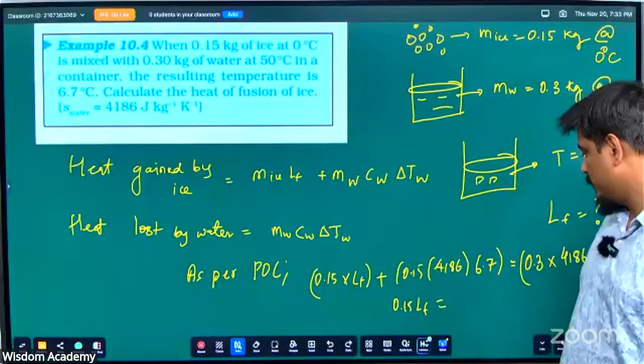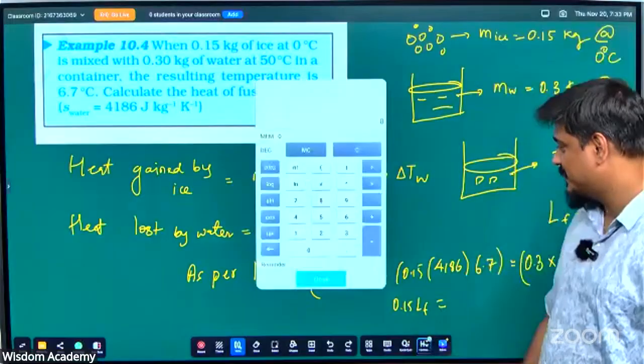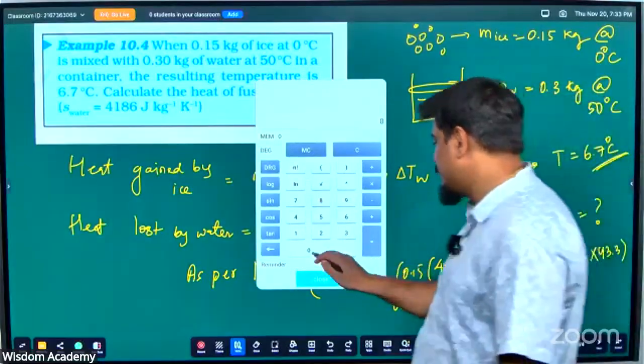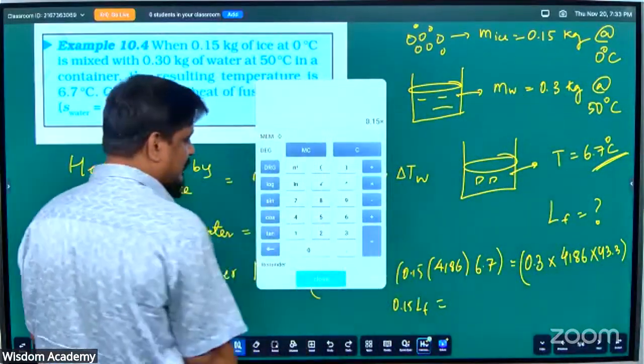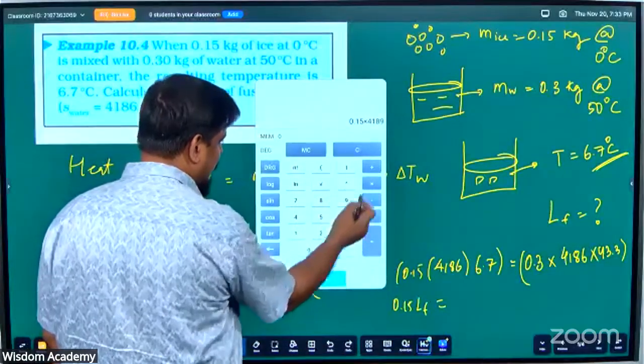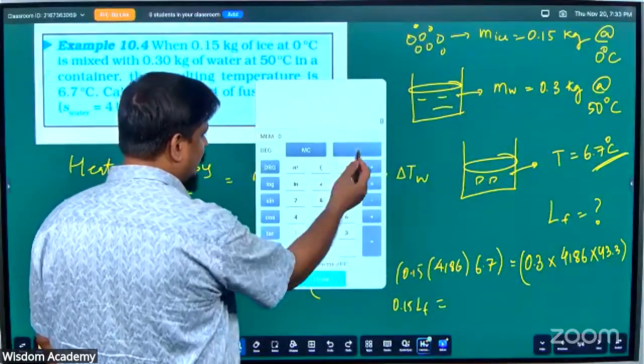Understood? Yes, sir. Okay. So let me use the calculator once again. Yeah. So 0.15 times 4186. Not very good in that.